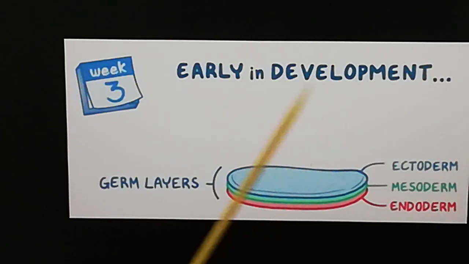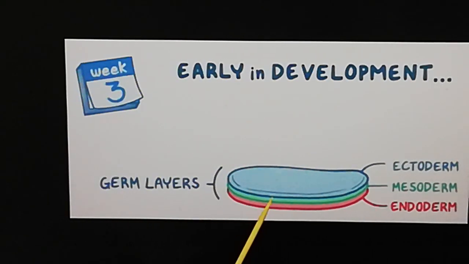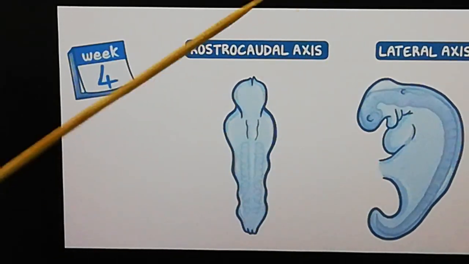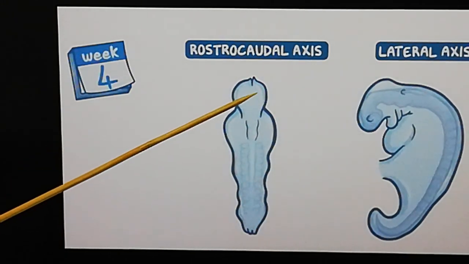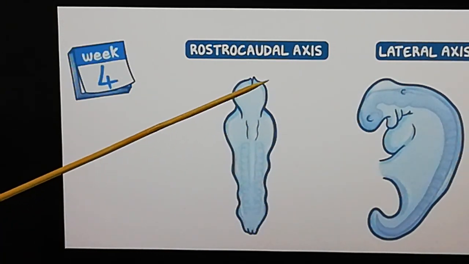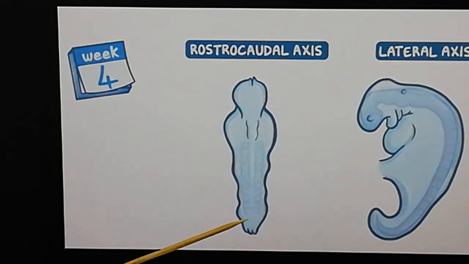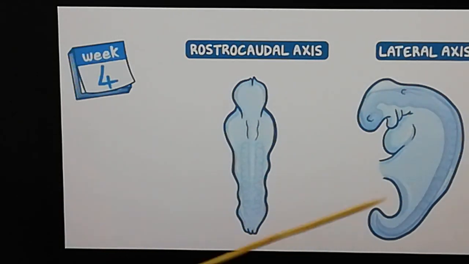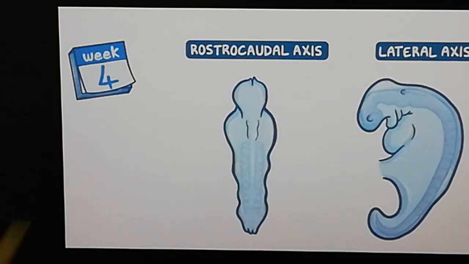As we all know, we were just a plate at the time of development, week 3. It is just ectoderm, mesoderm and endoderm. What happens next? The growth occurs in the rostrocaudal axis from superior to inferior aspect, as well as laterally we grow in the lateral axis. Okay, what next?